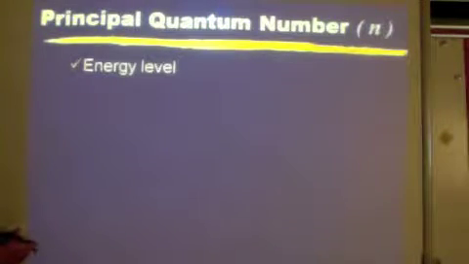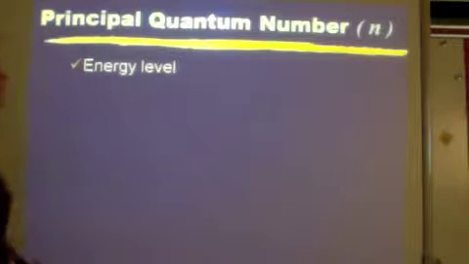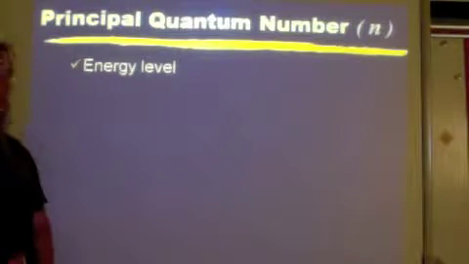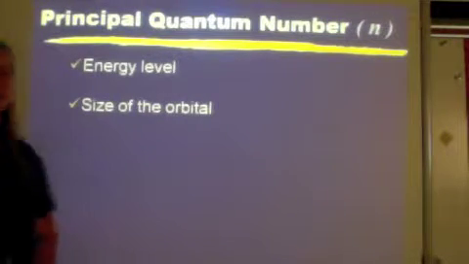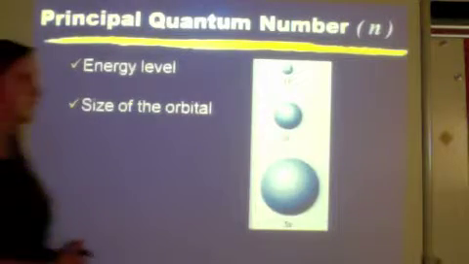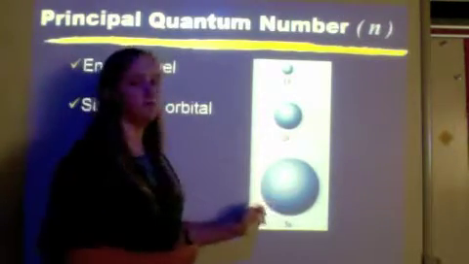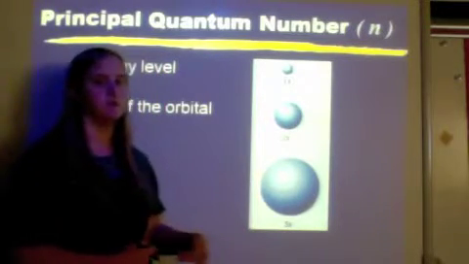So the first quantum number is the principal quantum number. This is represented by the letter N. It tells you the energy level that the electron is on. With telling you the energy level that it's on, it tells you the size of the orbital. So for instance, energy level 1 versus energy level 3, 3 is bigger. So the higher the energy level, the bigger the orbital.